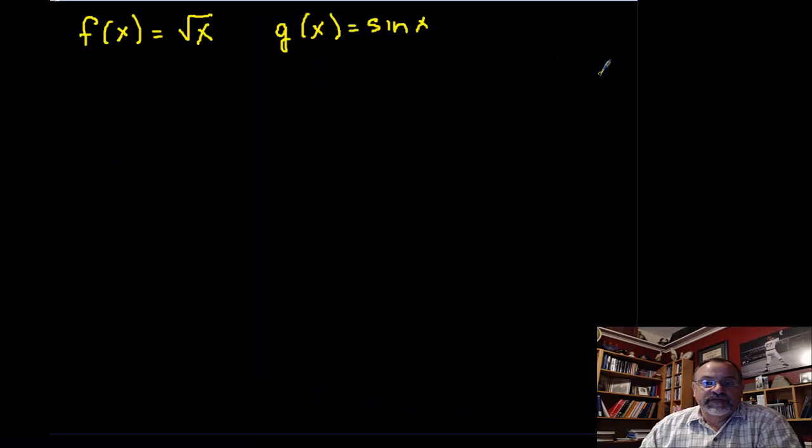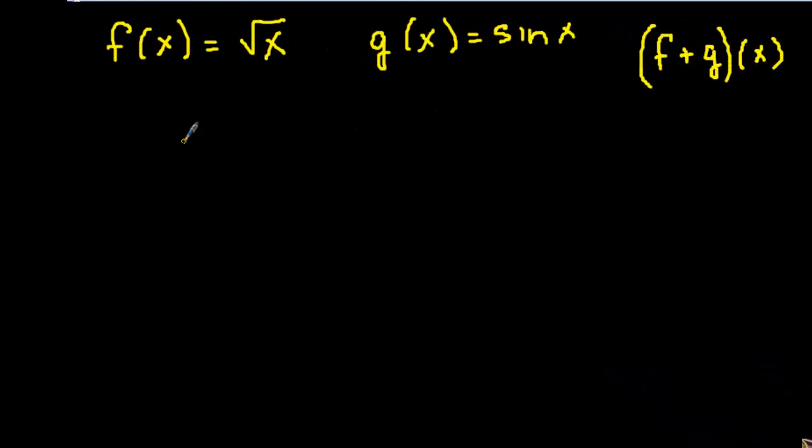So here we have f of x is the square root of x, and g of x is the sine of x, and let's do f plus g of x. So we're going to add these two functions together. Now before we start, because we're going to need the domains at the end to determine the domain of the new function, I like to do the domain of the two functions before I start.